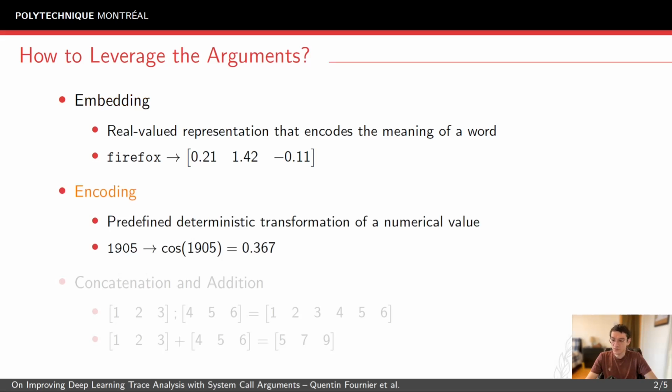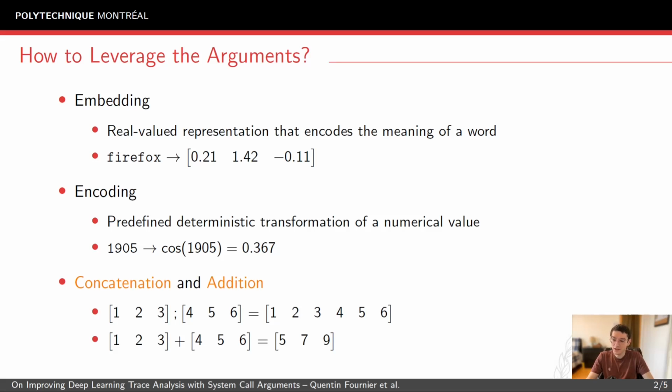For other arguments, we are going to apply an encoding, which is a predefined deterministic transformation of a numerical value. For example, for a TID of 1905, we could apply a cosine function and get an encoding of 0.367. For the actual encoding, we refer you to the paper. Once we have a numerical representation of the arguments, we can either concatenate them or add them together.